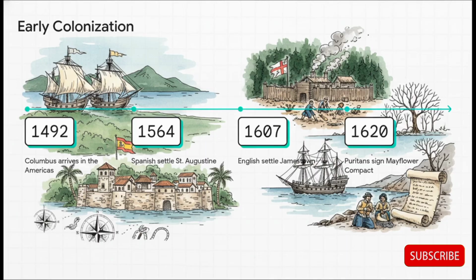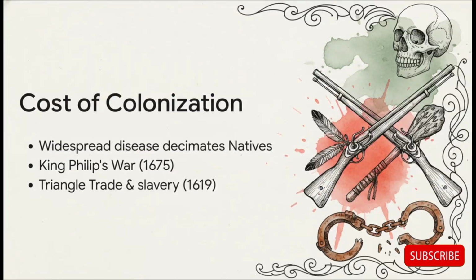The Spanish settled St. Augustine in 1564. Then, after some pretty disastrous early attempts like Roanoke, the English established Jamestown in 1607, followed right on their heels by the Puritans arriving on the Mayflower in 1620. This brilliantly illustrates, though, that this rapid expansion didn't just happen in a vacuum. It came at an astronomical human cost.